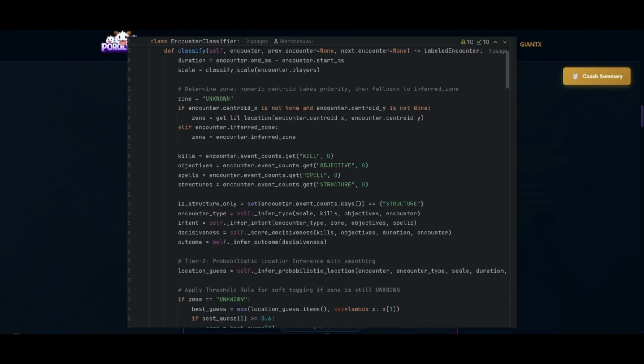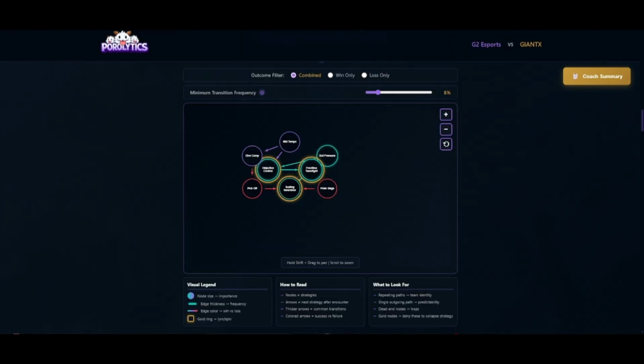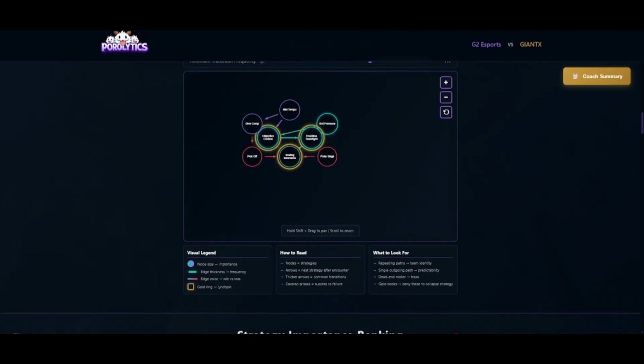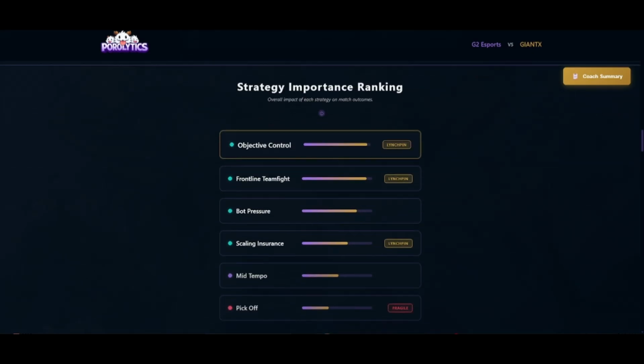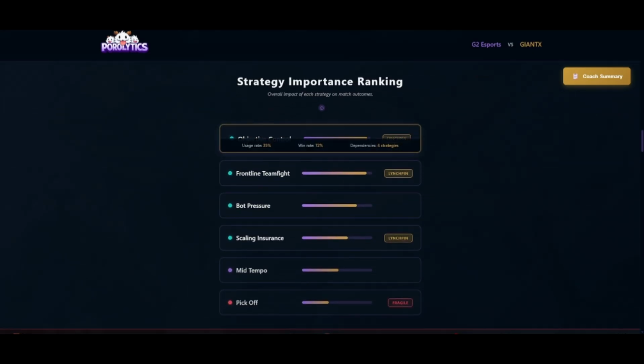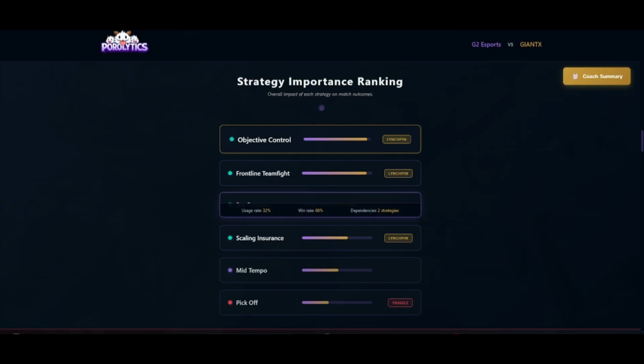It maps how teams transition between strategies after fights or objectives, separated by wins, losses, and combined outcomes. Then comes the strategy importance ranking. It ranks strategies by overall impact on match outcomes and highlights linchpin strategies that hold the game plan together.